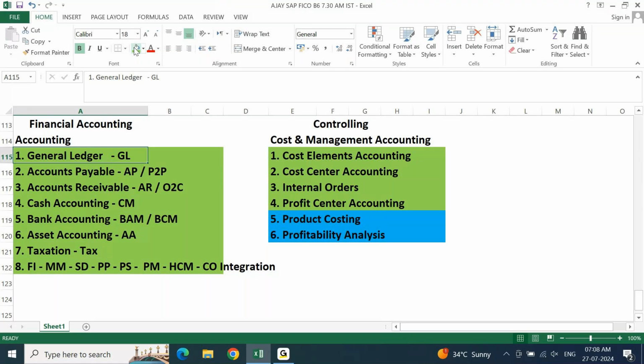When I say relate something practically, please make sure when somebody is talking about GL, you should know what is GL, what happens in GL. Accounts payable, understand what is accounts payable, what happens in accounts payable. Accounts receivable, what is accounts receivable, what happens in accounts receivable. Cash accounting, bank accounting, asset tax integration, what are all this? What is happening there? Why I need to work on it?